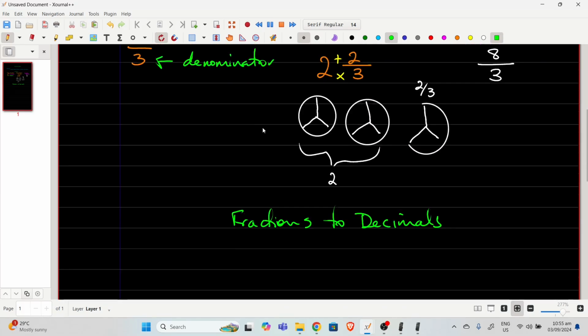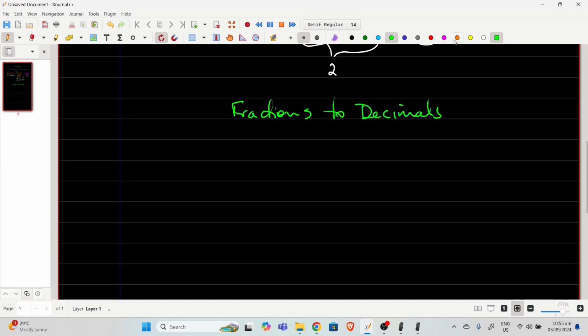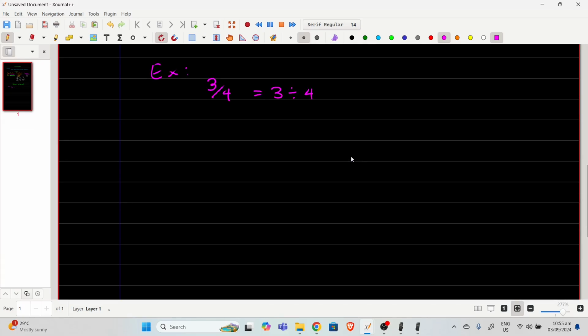Alright? So to convert, all you need to do is simply do your division. Let's say, for example, we have 3 divided by 4, or 3/4 I should say. Then it means 3 divided by 4. And you already did that decimal conversion there, 3 divided by 4. Let's do that now. So 3 divided by 4.